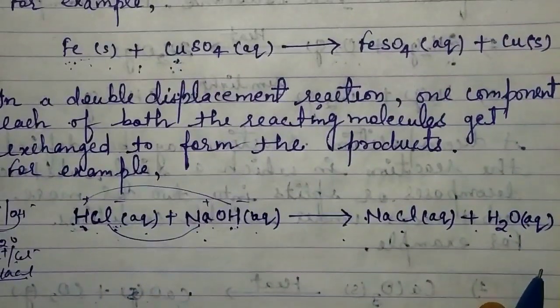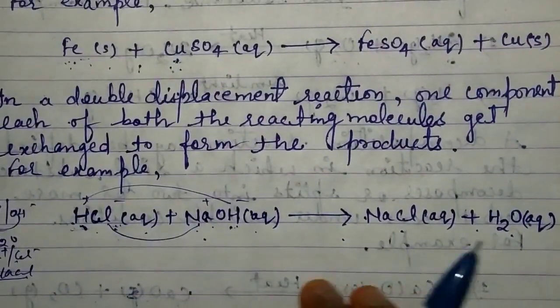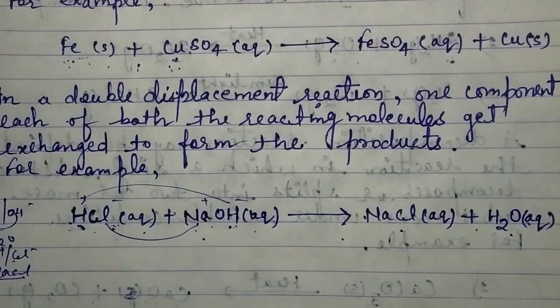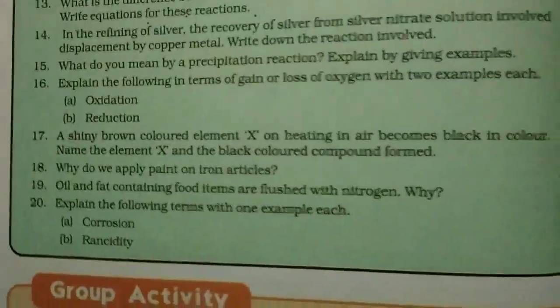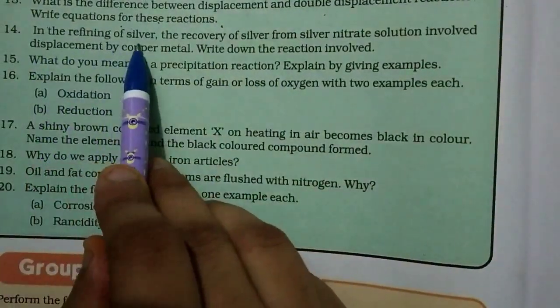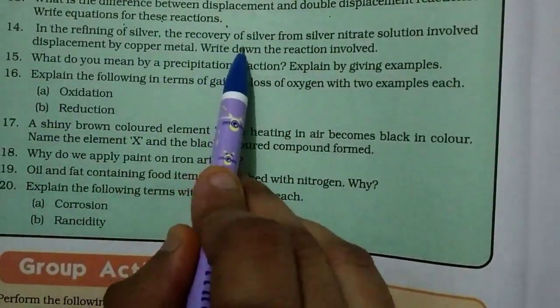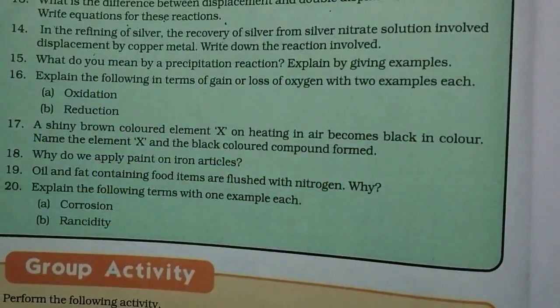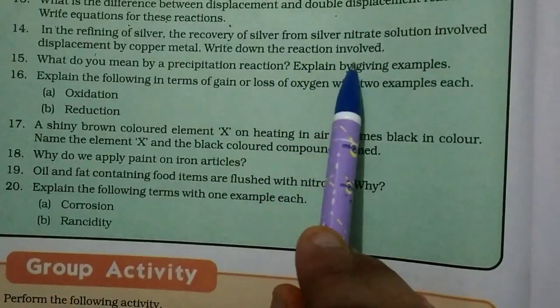Okay, so this is an example of double displacement reaction. Now next question, question number 14. In the refining of silver, the recovery of silver from silver nitrate solution involve displacement by copper metal. Write down the reaction involved.